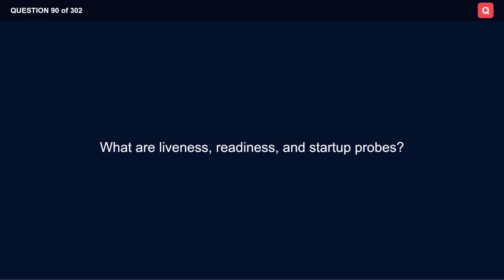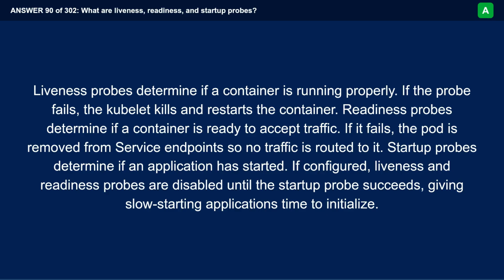What are liveness, readiness, and startup probes? Liveness probes determine if a container is running properly. If the probe fails, the kubelet kills and restarts the container. Readiness probes determine if a container is ready to accept traffic. If it fails, the pod is removed from service endpoints, so no traffic is routed to it. Startup probes determine if an application has started. If configured, liveness and readiness probes are disabled until the startup probe succeeds, giving slow-starting applications time to initialize.